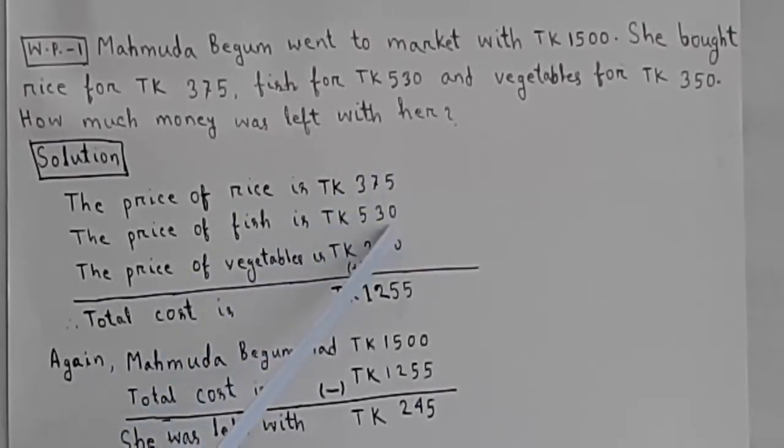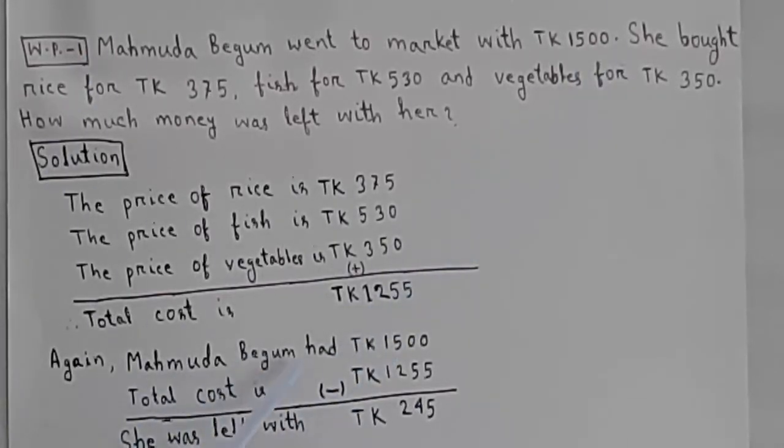5 plus 0 equal to 5. 7 plus 3 is equal to 10. 10 plus 5 is equal to 15. From 15 we will write 5 carrying 1. 1 plus 3 is equal to 4. 4 plus 5 is equal to 9. 9 plus 3 is equal to 12. That means total cost is TK 1255. Now we have to subtract these 1255 from total money.